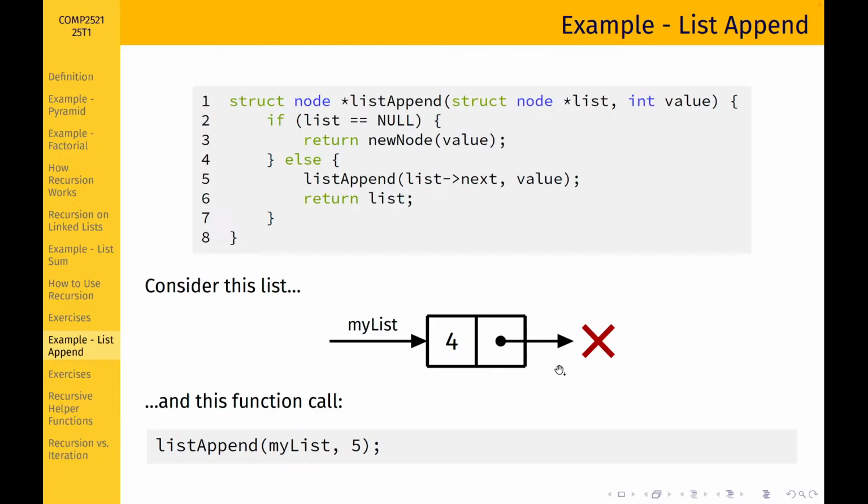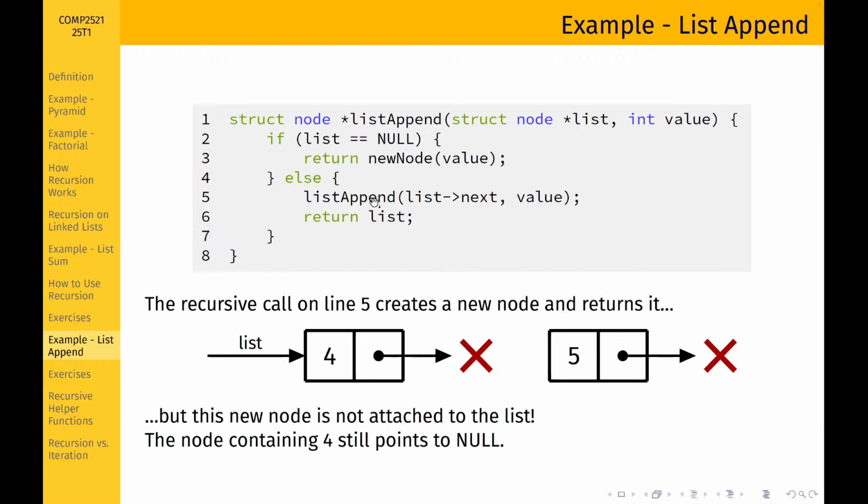But now, what's that function call going to do? Well, since the list pointer that's passed in is now null, it's going to return a new node. But back in the original function call, where we have just called list append recursively, we aren't connecting the new node that's returned from this function call to the rest of the list. So our original list, this node here, still points to null. That's not good.